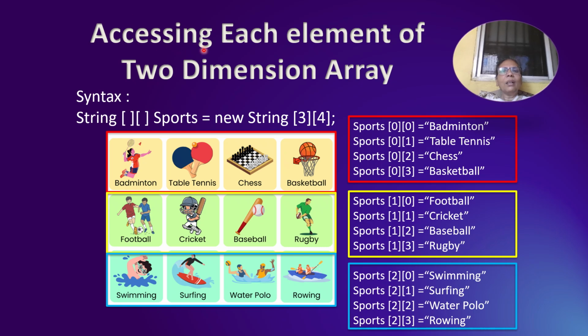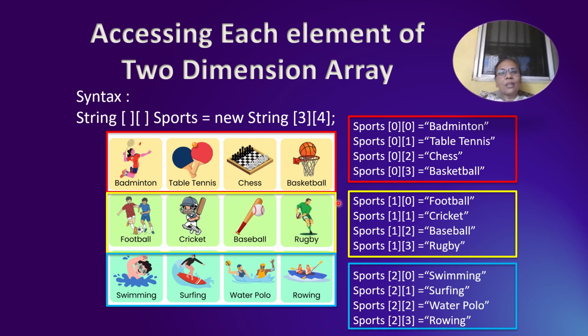In this example, here we are having the sports name which are stored in 3 rows and 4 columns. So the declaration is string square brackets sports is equals to new string 3 rows and 4 columns. Now each element is referred by a row subscript and the column subscript, or you can call it as a row index or a column index. So this is sports of 0, 0 and that is badminton, sports of 0, 1 that is table tennis, sports of 0, 2 that is chess, and sports of 0, 3 that is referred as basketball.